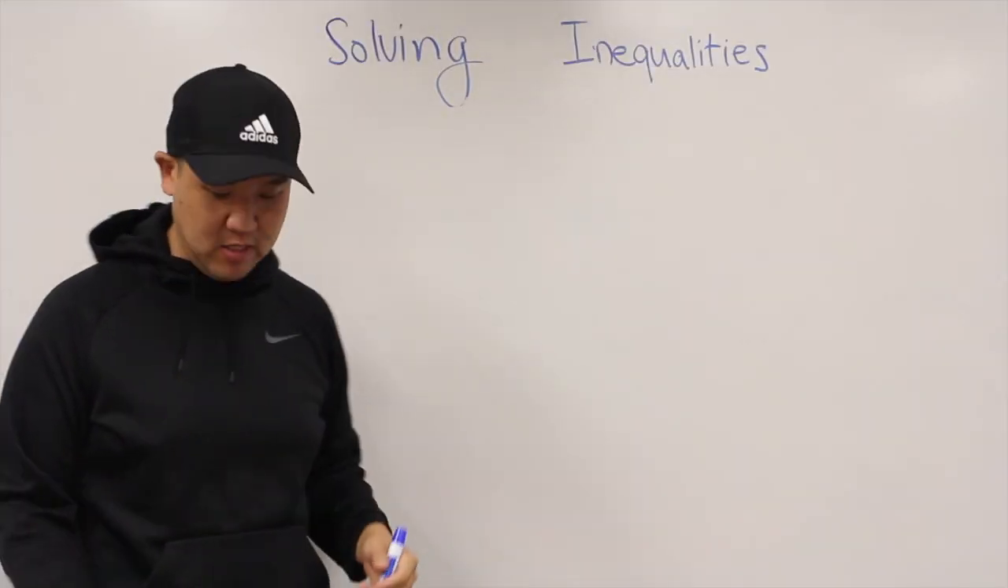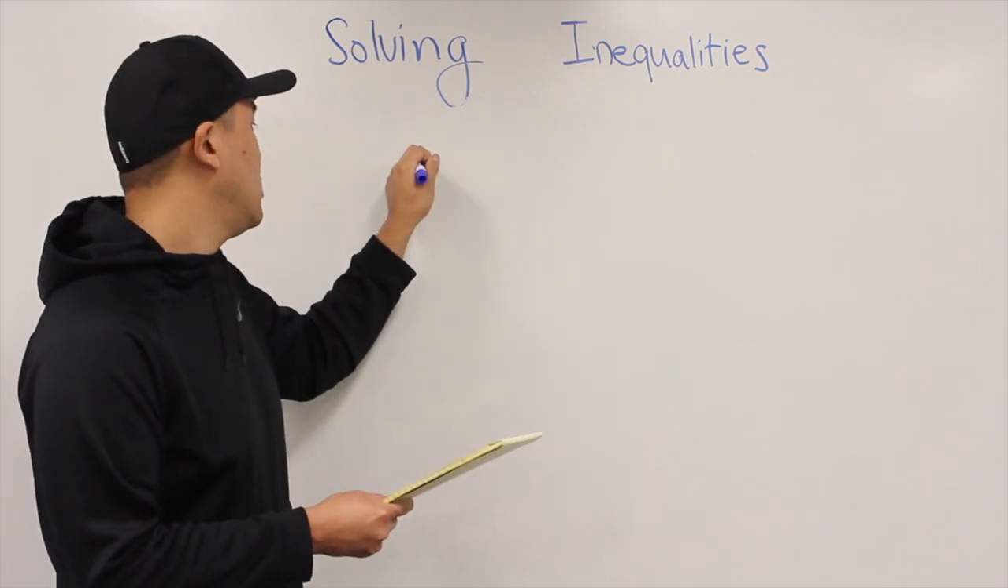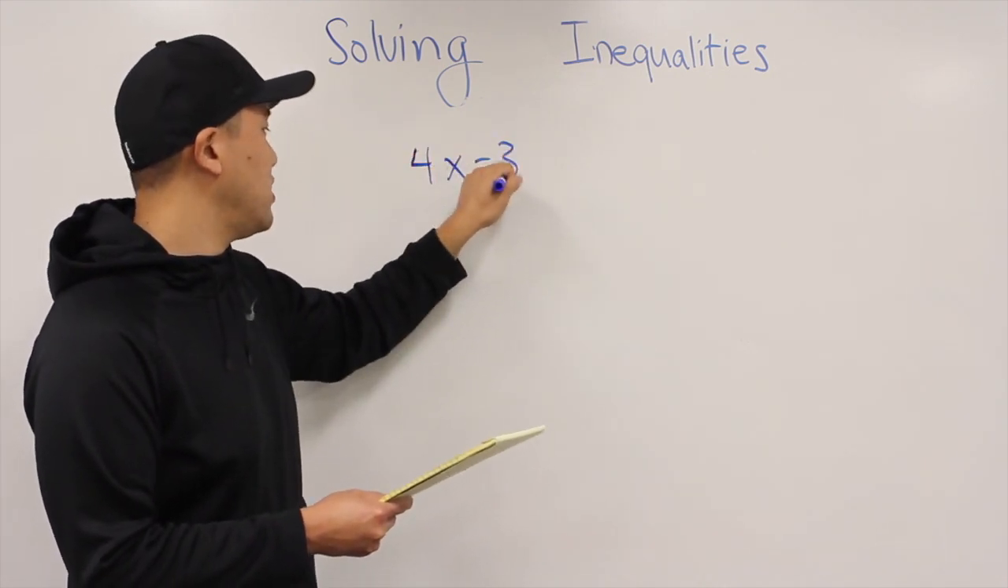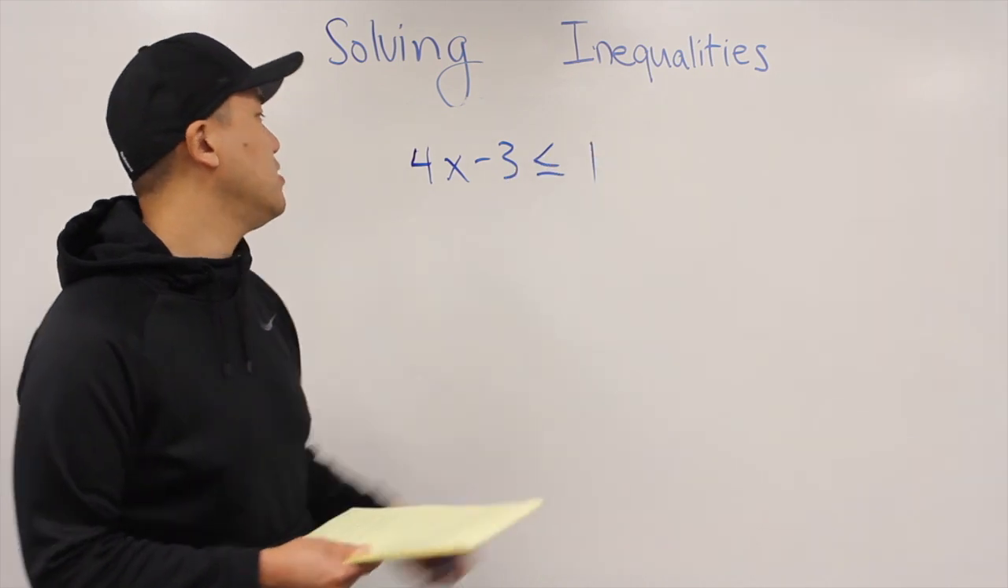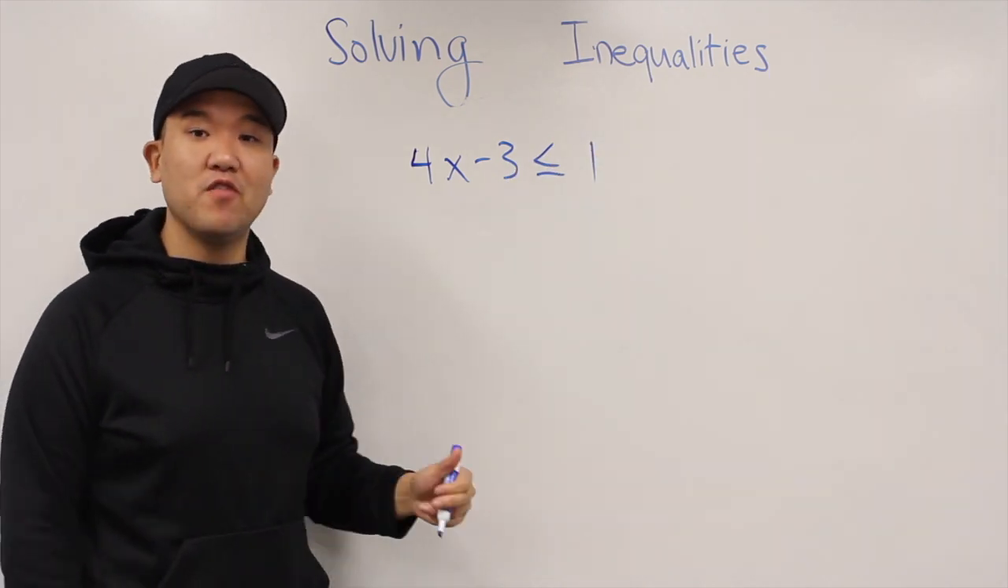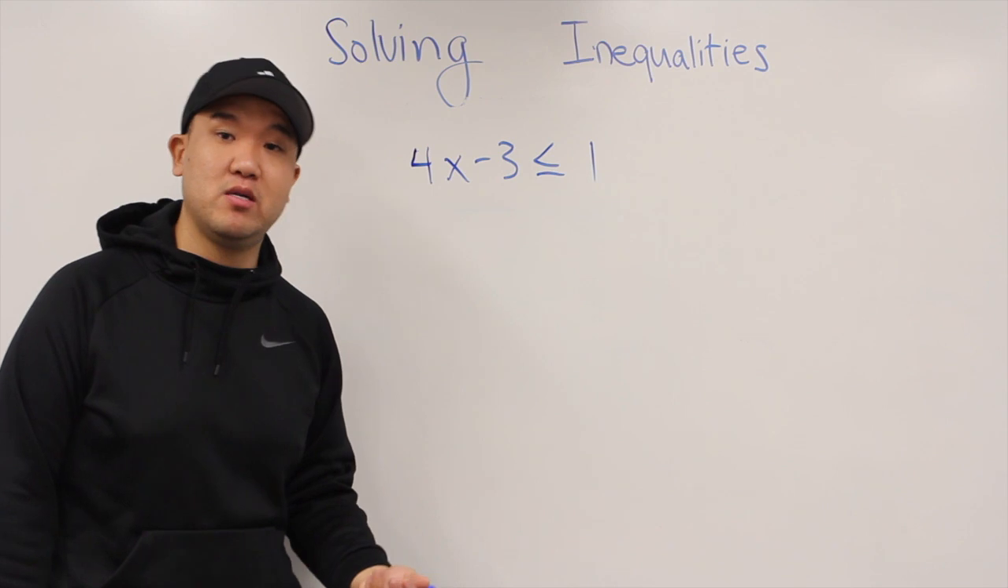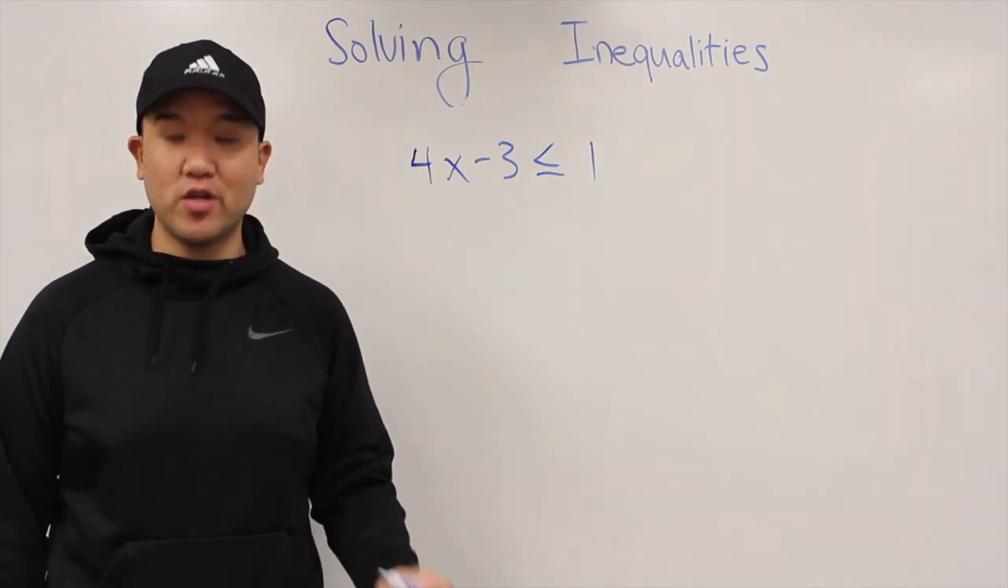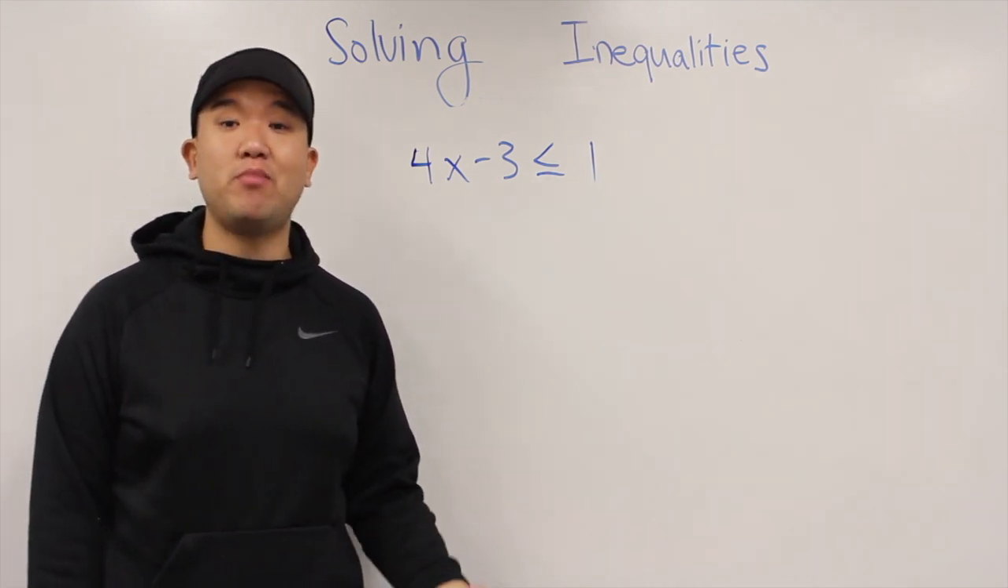Alright, our beginner problem, let's take a look. If I give you 4x minus 3 is less than or equal to 1, I want you to solve this and also graph it on a number line. So you have about 30 seconds to a minute. Look at your notes. That's what we have it for. Try your best. Go.